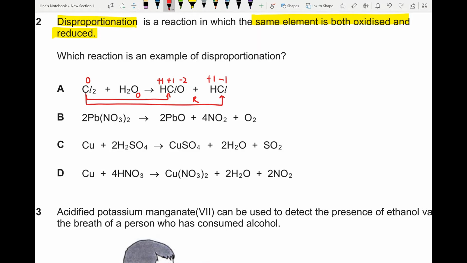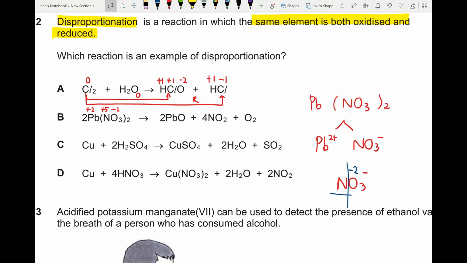The second reaction, lead is +2, O is always -2, and N in the middle there is +5. Let me just review quickly how I get +5. So Pb(NO3)2 is composed of two ions, lead 2+ and NO3 minus. Okay, two types of ions. Now in NO3 minus, the oxidation number of O is -2, and you have 3 of them, so total -6.